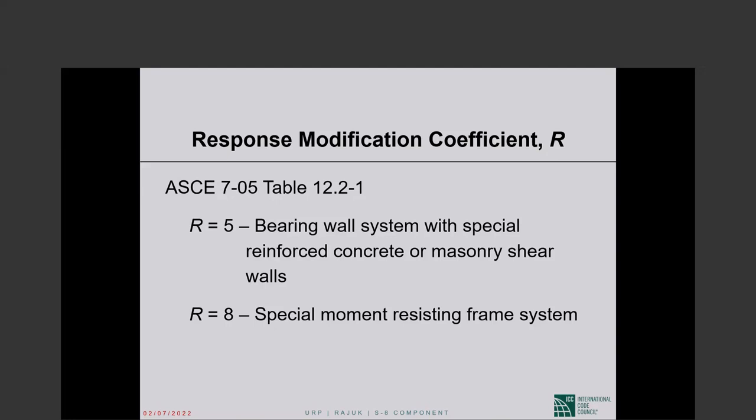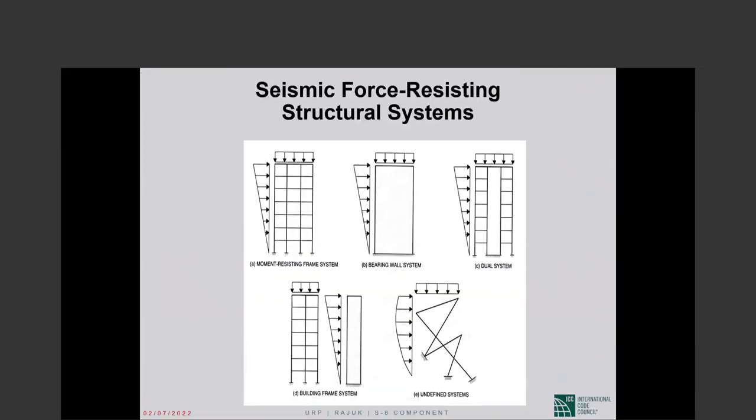Is the system more comparable to moment frames than a masonry bearing wall system? Is it less deformable than a masonry bearing wall system, and so forth. Okay. So those are kind of benchmark values.